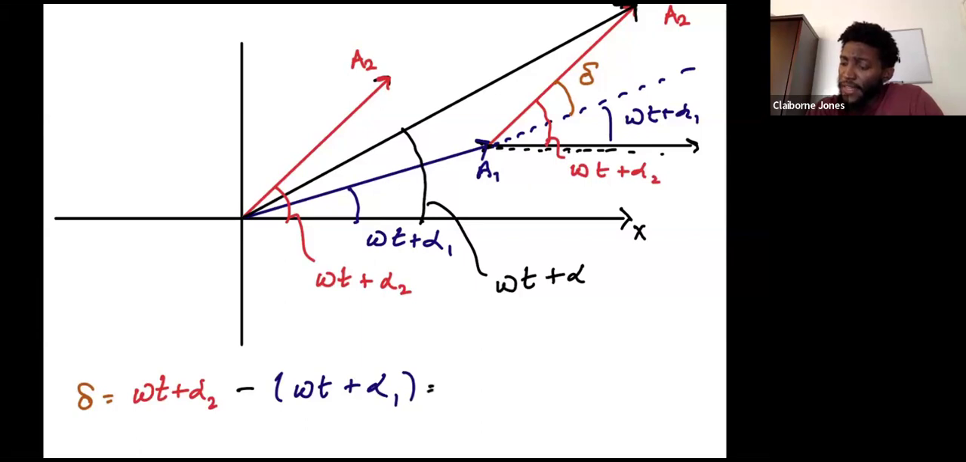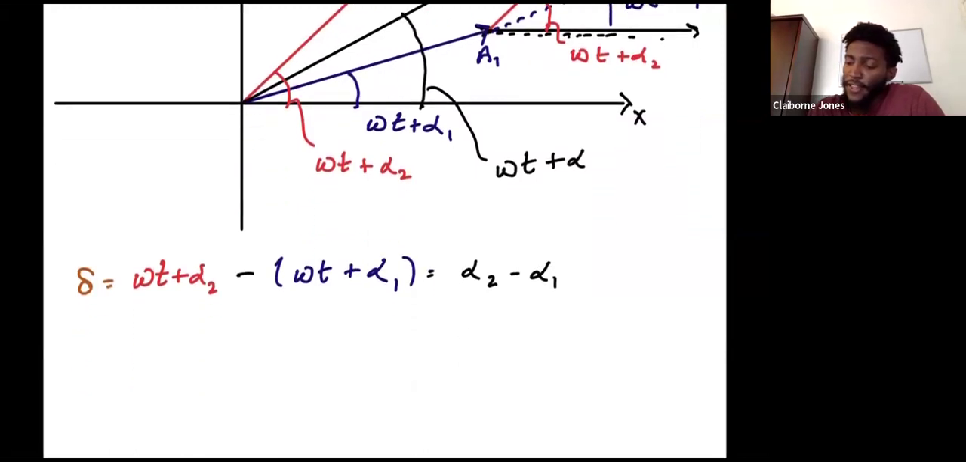So what do we end up with? We have this omega t plus alpha 2 minus omega t plus alpha 1. So the omega t's cancel, and it's minus alpha, right? This minus sign distributes through here. And so we just end up with alpha 2 minus alpha 1. All right, hopefully that's clear. So we find that our angle delta is just equal to alpha 2 minus alpha 1.